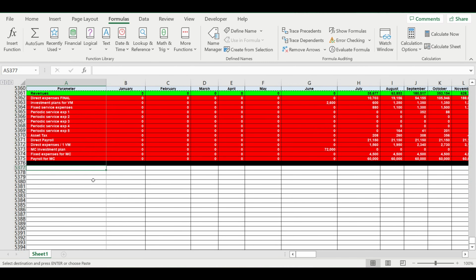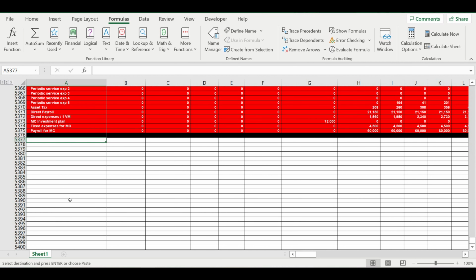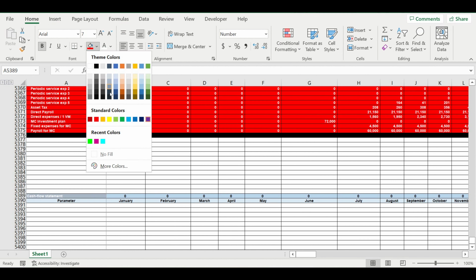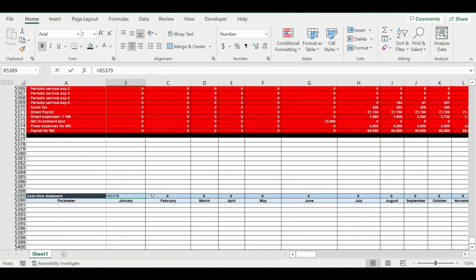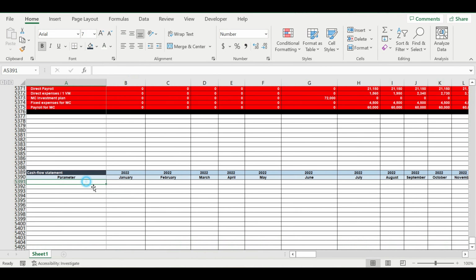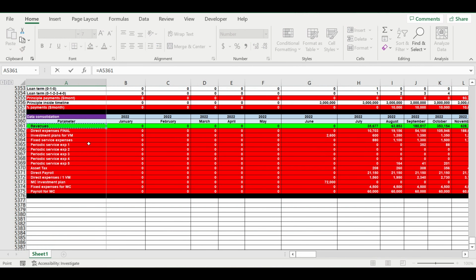So let's start modeling. I will leave here some place for taxes. Cash flow statement. So we're starting from revenues. So revenues we're taking from here.